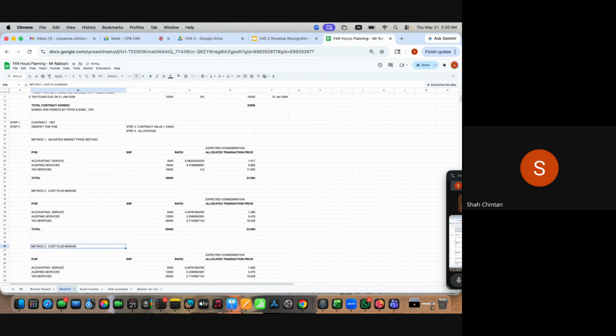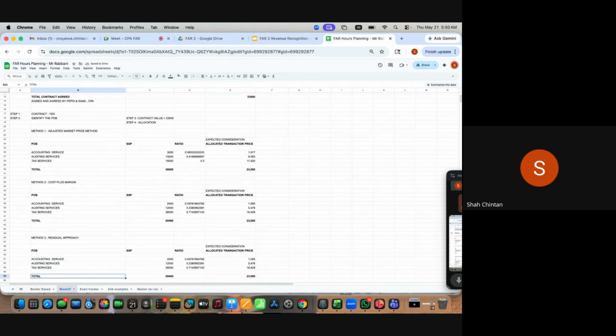This is called the residual approach. Now, the residual approach cannot be used very generally. It has certain conditions. So when can the residual approach be used? The residual approach can be used when you have an SSP available for all the items except one item.